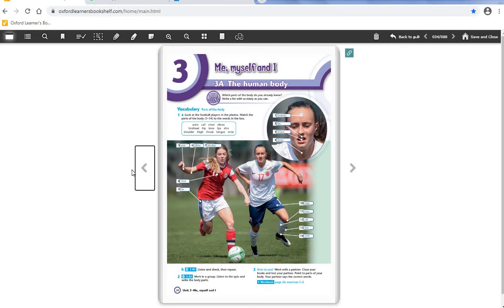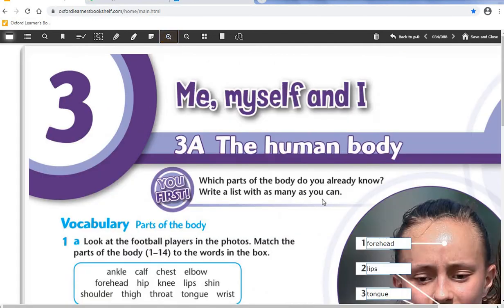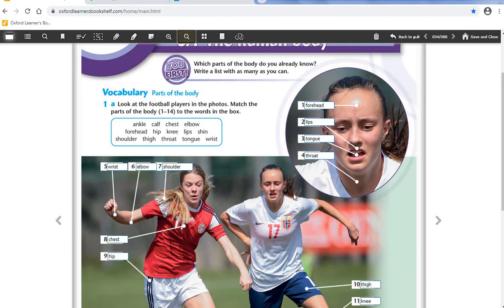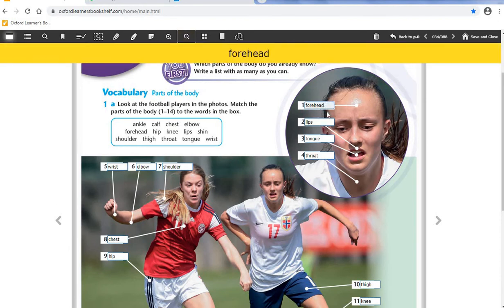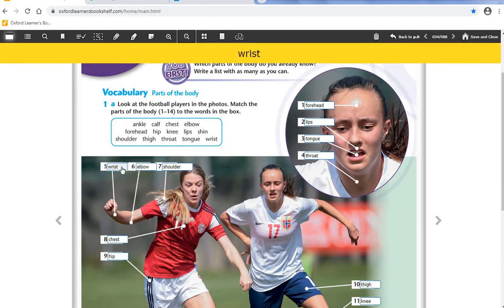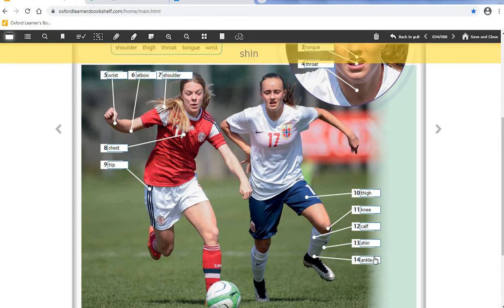Page 34, Unit 3, Me, Myself, and I. Here we talked about the body parts and we looked at the photos and we write the correct body parts here. Number 1, forehead. 2, lips. 3, tongue. 4, throat. 5, wrist. 6, elbow. 7, shoulder. 8, chest. 9, hip. 10, thigh. 11, knee. 12, calf. 13, shin. 14, ankle.